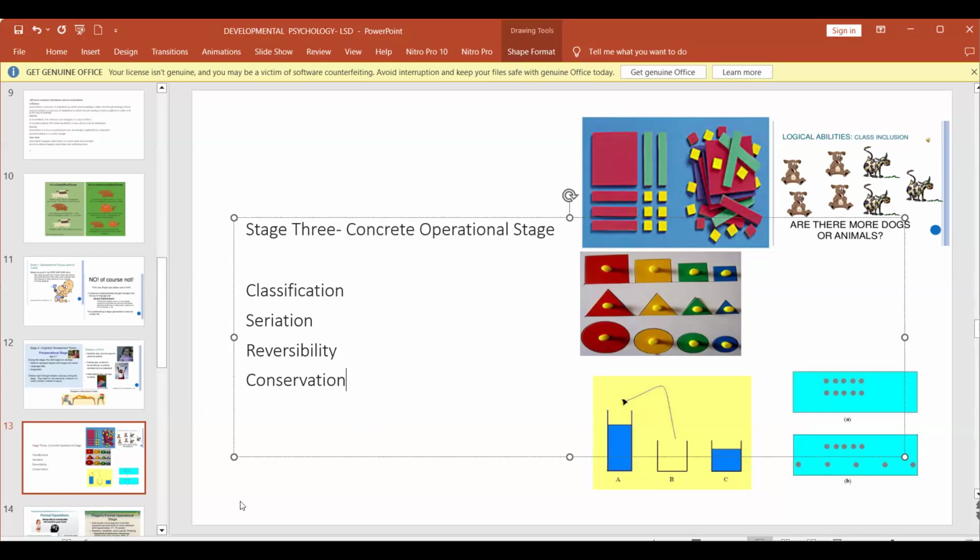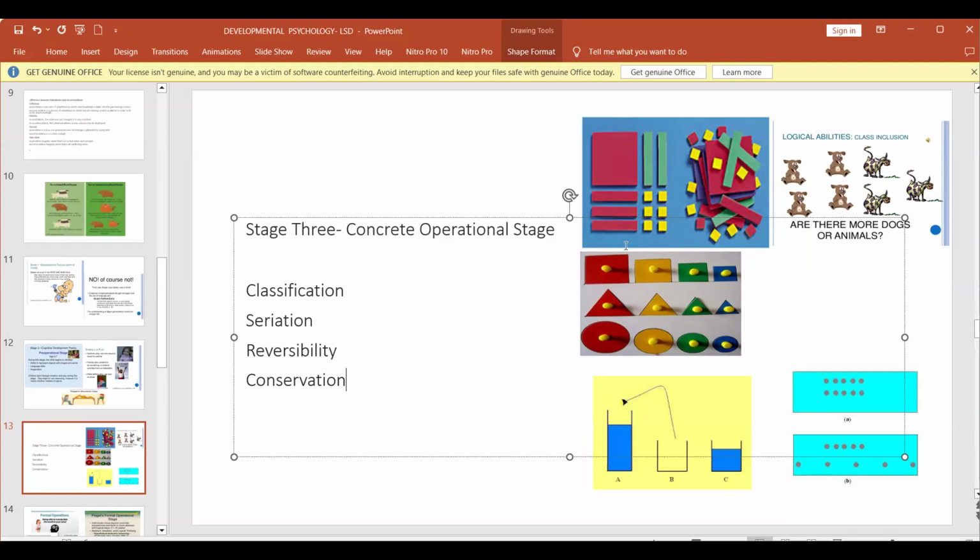And then the third one, reversibility. I can give you an example. Now look at this picture. Now they are all jumbled, but they actually put it in a proper shape. I will give you one more thing.